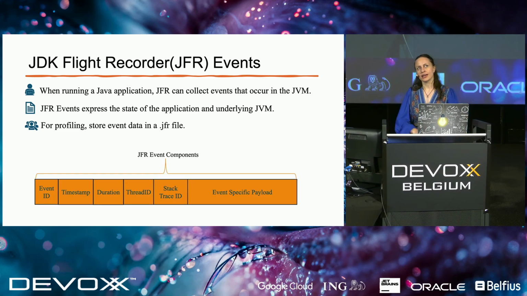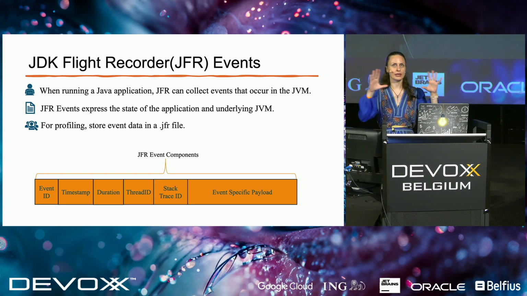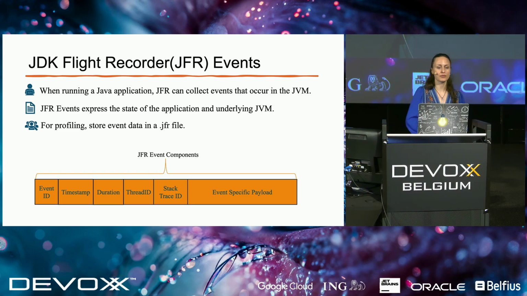Each JFR event has a few components: an event ID, a timestamp, a duration, a thread ID, a stack trace ID, and some event-specific payload that varies based on the event. But most importantly, when we are gathering this information in the JFR file, it also contains metadata describing how we can interpret those events. This means it also holds data necessary for resolving those events and for interpreting preceding events. It's not just a dump of events anymore.